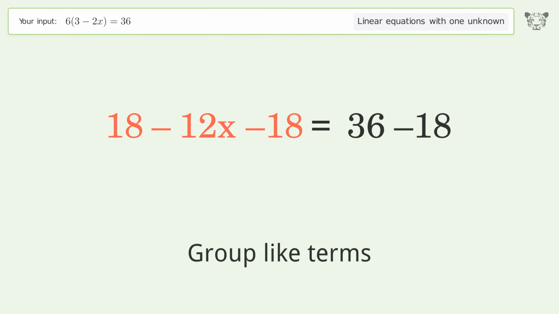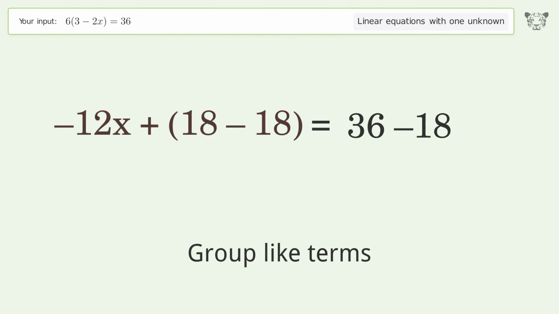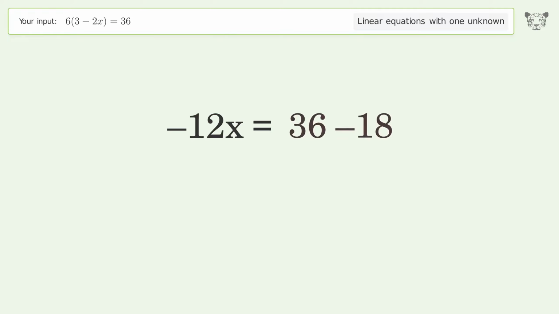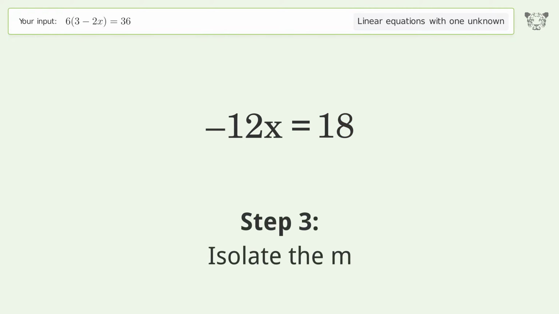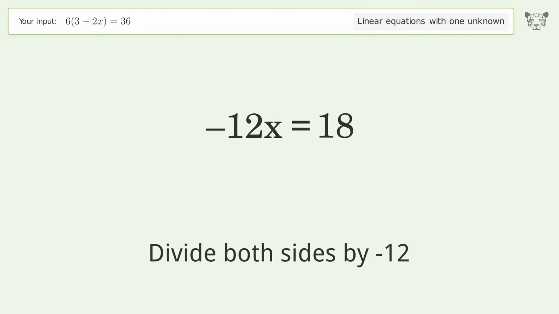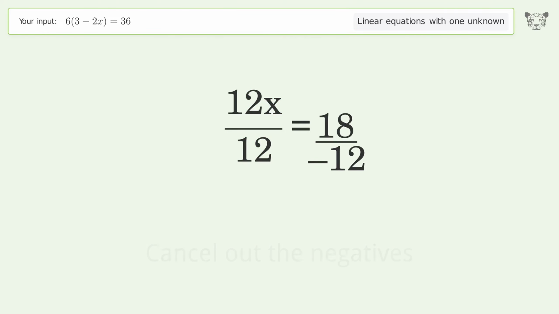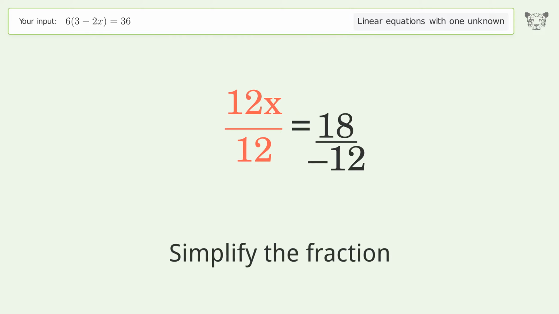Group like terms. Simplify the arithmetic. Isolate the m. Divide both sides by -12. Cancel out the negatives. Simplify the fraction.